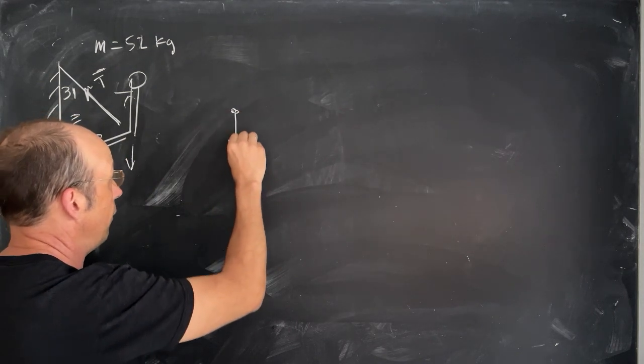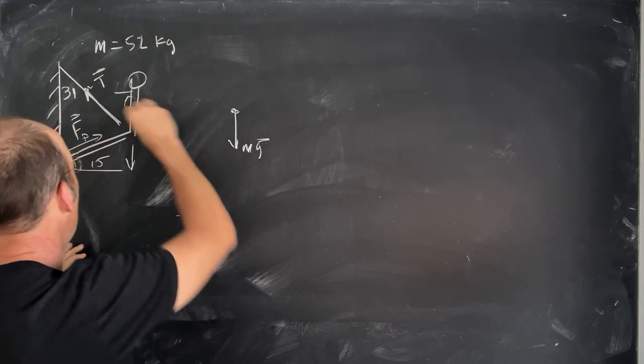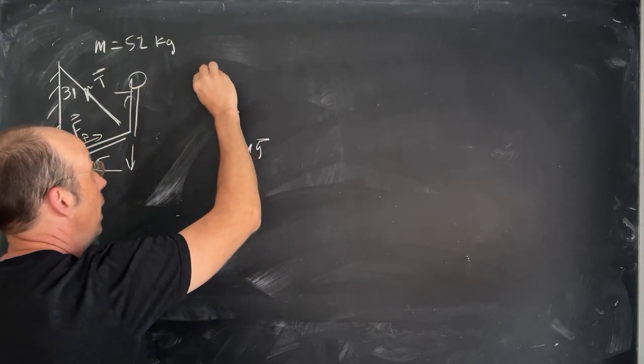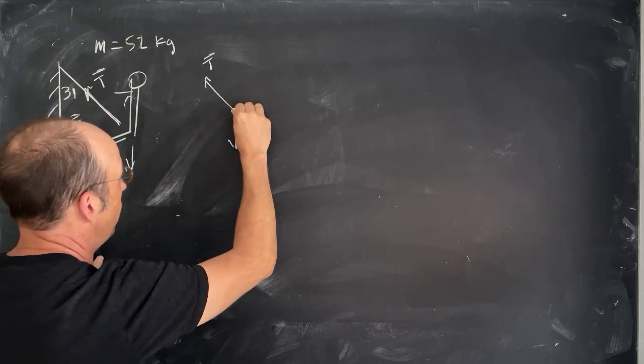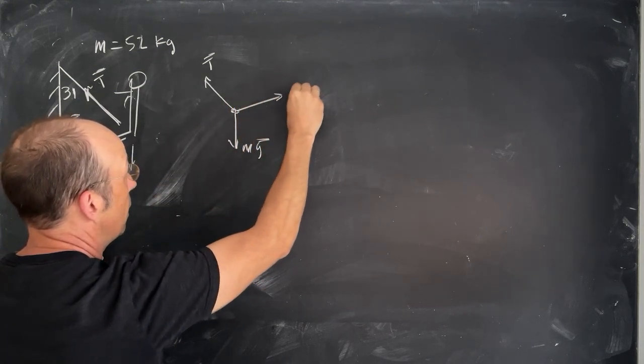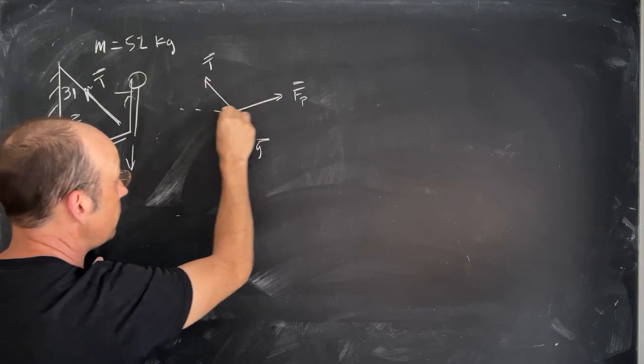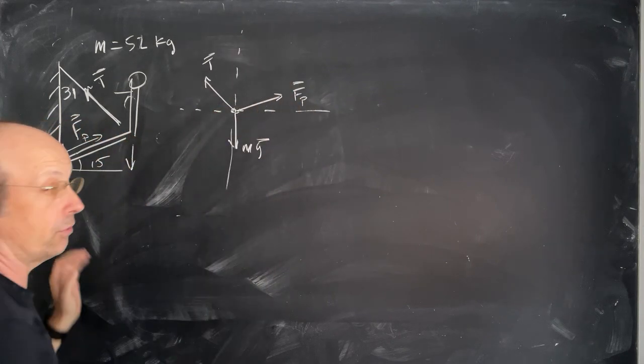So I have the downward gravitational force, mg. I have the tension's going to be pulling this way, T. And then I have this push right there. And I'm going to try to draw it correctly. Now I need to translate my angles.